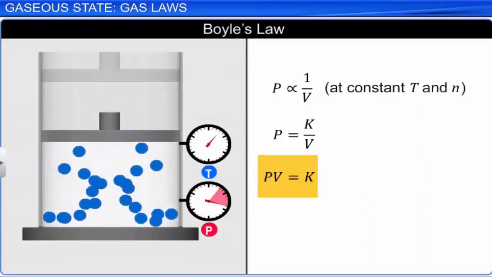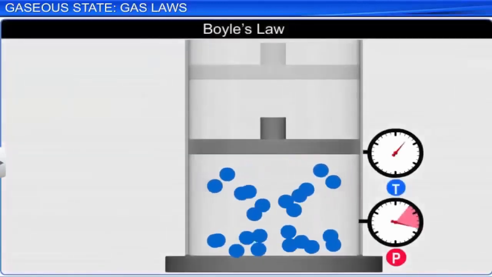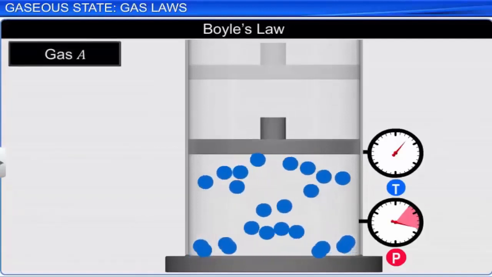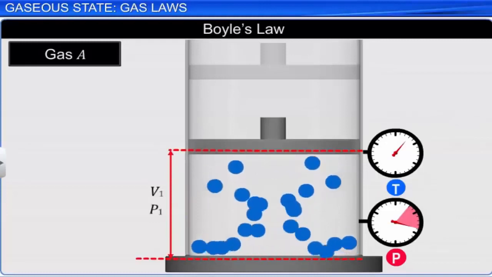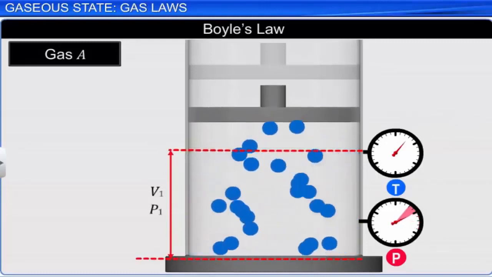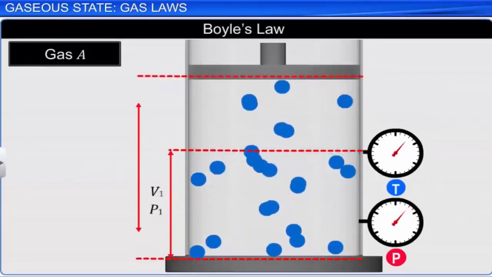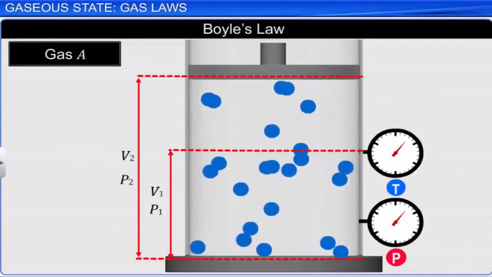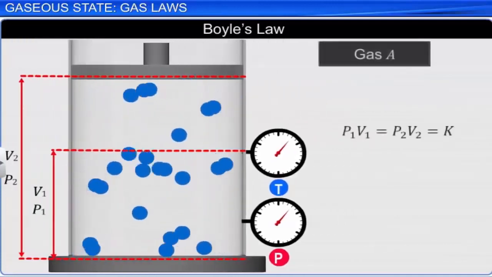For example, if N moles of a gas A occupying volume V1 at pressure P1 expands to volume V2 and pressure P2 at constant temperature, then P1 V1 is equal to P2 V2, which is constant.